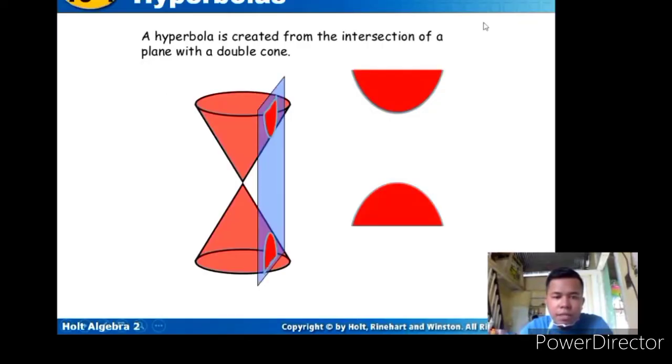So the intersection of a plane with a double cone, a right circular cone, will form this one. We can form these two branches like a parabola. If we cut a plane through two inverted cones, parallel to the axis of the cone, then we will get these two branches of a parabola-like conic section.